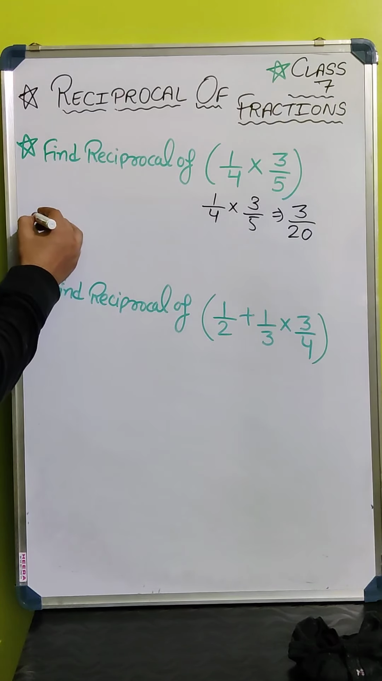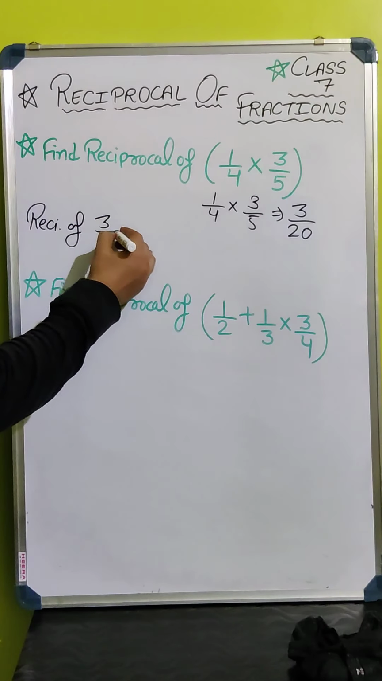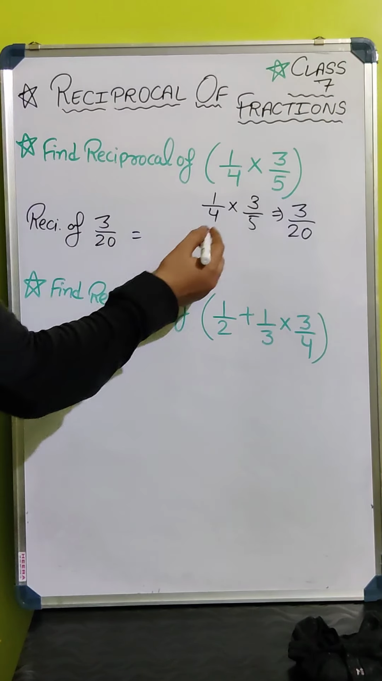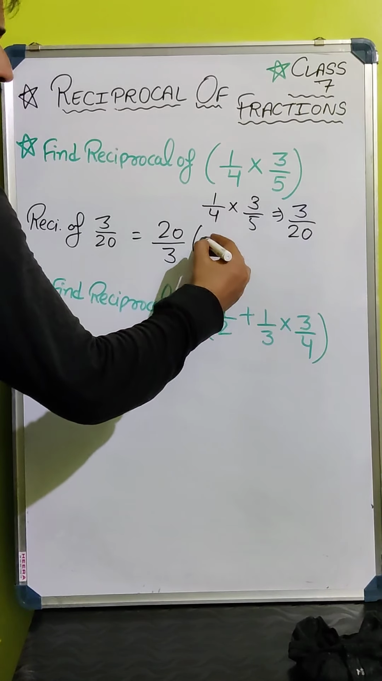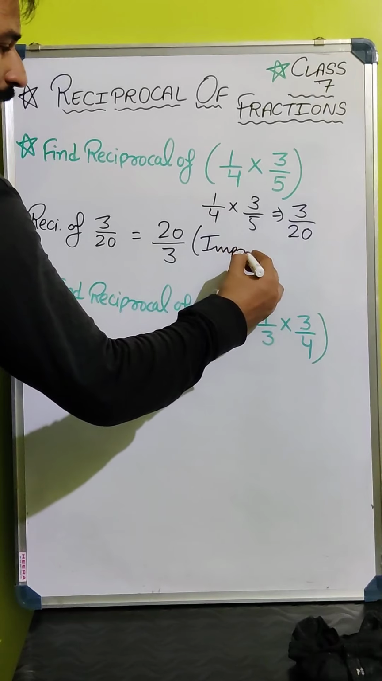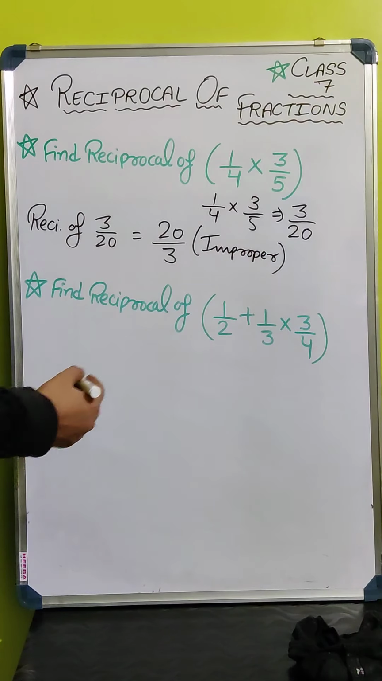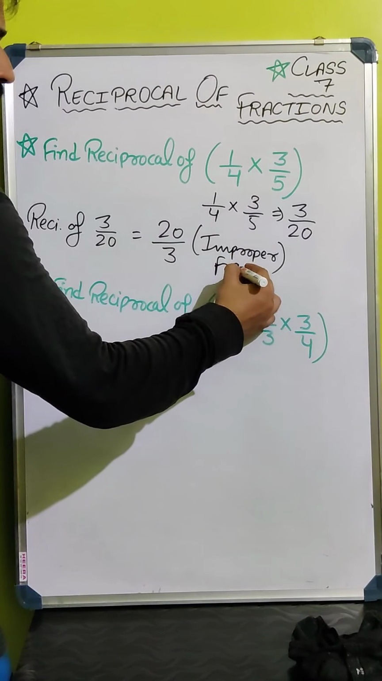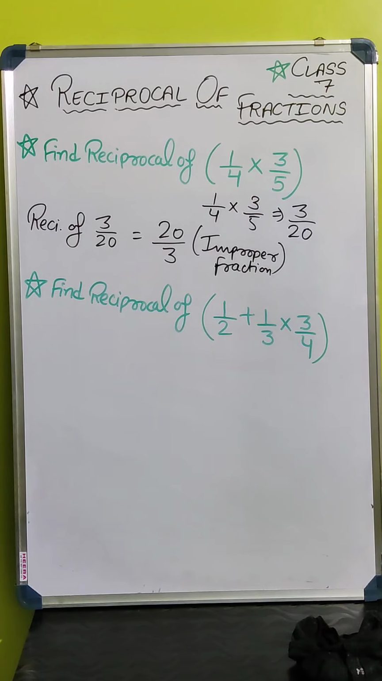So you will write the reciprocal of 3 by 20 is 20 by 3. Now this is an improper fraction. Why improper fraction? Because the numerator is greater than the denominator. This is an improper fraction. Okay. Now comes to the next part.